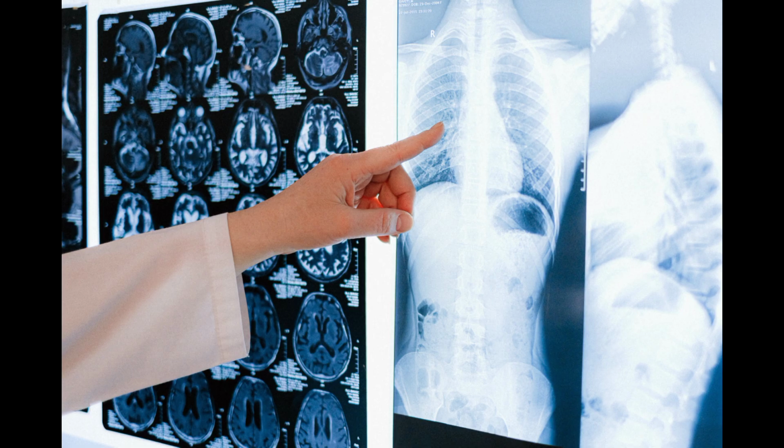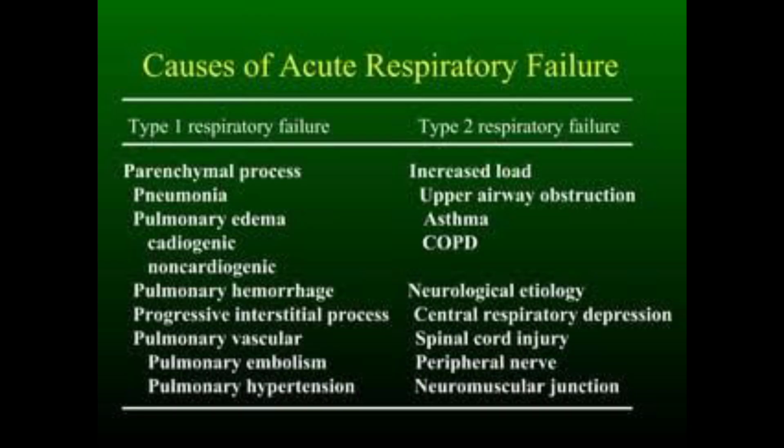Pneumonia, a lung infection, can severely impair lung function and oxygenation. Chronic lung diseases such as COPD, emphysema, and interstitial lung disease can gradually lead to respiratory failure over time. Additionally, factors like severe asthma attacks, acute respiratory distress syndrome, ARDS, triggered by trauma or infection, drug overdose, chest trauma, and certain neuromuscular conditions can all contribute to respiratory failure.